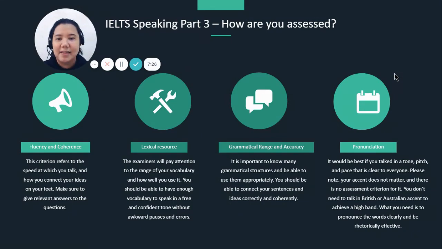And the last thing that you need to remember is, of course, your pronunciation. It would be best if you talked in a tone, a pitch, and a pace that is clear to everyone. So please note your accent does not really matter for this because there's no criterion for that in the IELTS test. I think a lot of students are very worried about that, but you don't need to have a British or an Australian accent just to achieve a high band.